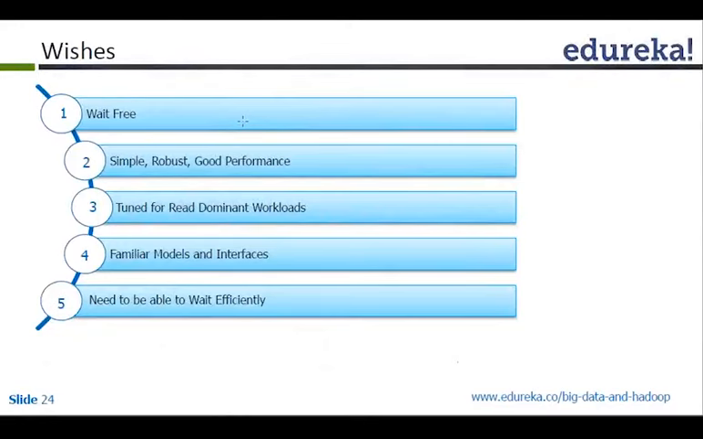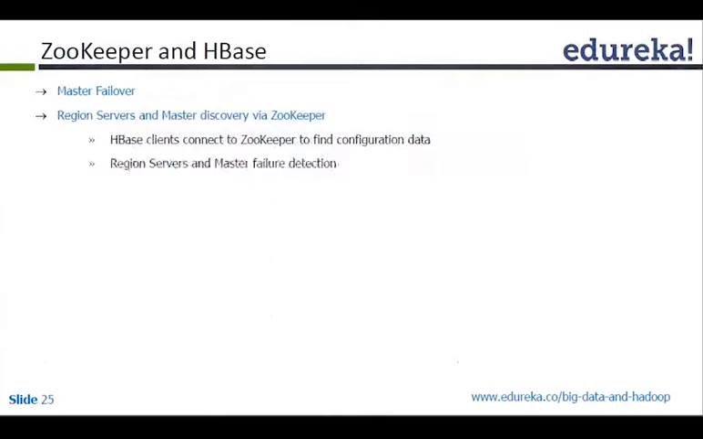So in distributed computing, what were the wishes people had? They wanted a wait-free service, simple, robust, with good performance, tuned for read-dominant workloads. The model should be familiar. It should not be something completely new where I have to go through the learning curve again, and it should be able to wait efficiently. All of these wishes are provided by Zookeeper. I have shown it to you on the wiki page.